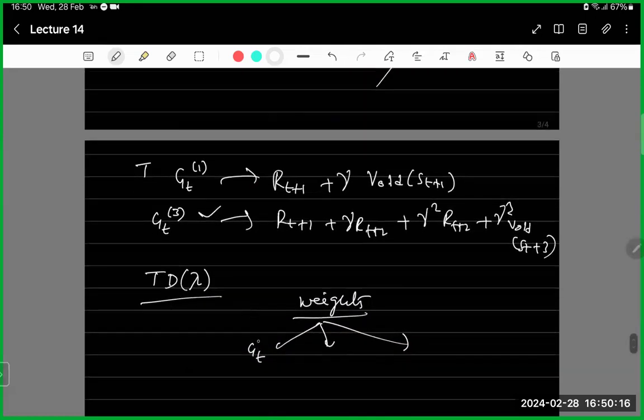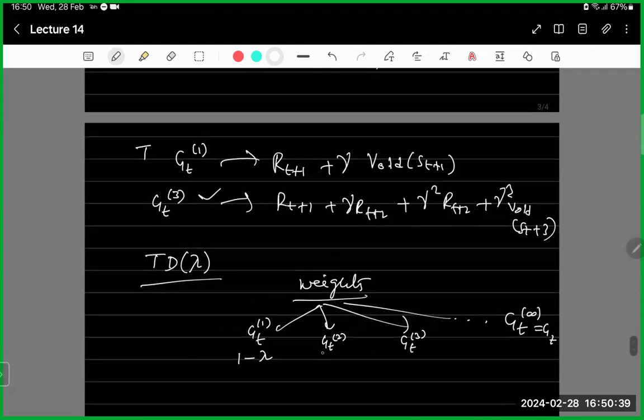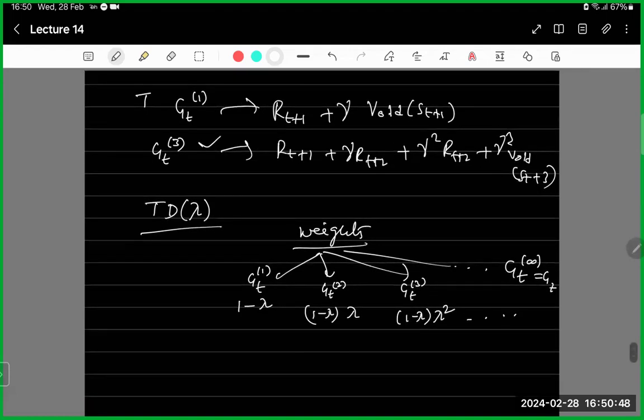Now I got multiple samples, GT1, GT2, GT3, and so on, GT infinity, which is actually GT. GT infinity is GT, right? So now we have these infinite possibilities. Now what I'll do is I'll give a weight of 1 minus lambda to this. For this, I'll give a weight of 1 minus lambda into lambda. For this, I'll give a weight of 1 minus lambda into lambda square, and so on.